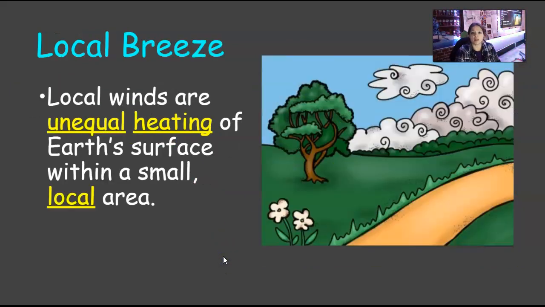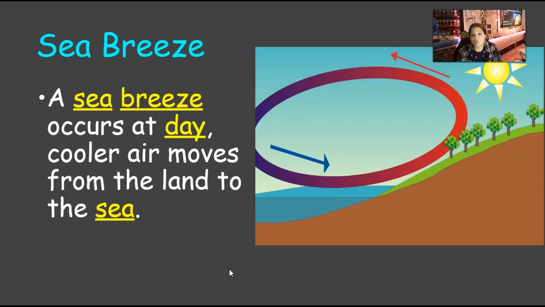And because of this, you get local breeze. So remember, we're looking at local breeze versus global breeze. Local breeze would be, what's the wind doing outside at the moment? Local winds are uneven heating of Earth's surface within a small local area. Like right now, looking outside, what is the wind? That's local. There are two types of local winds that we could really look into right now. One is called a sea breeze. A sea breeze happens during the day.